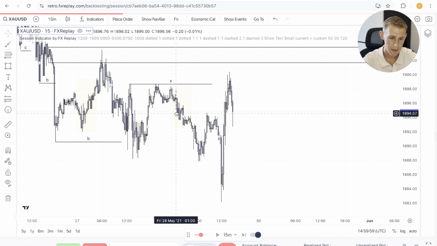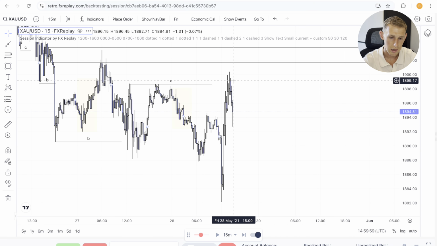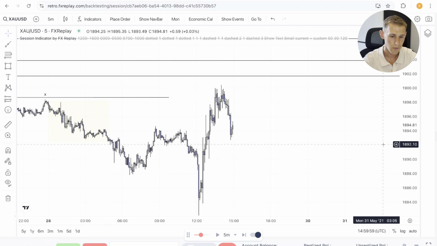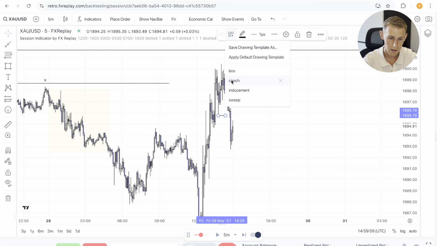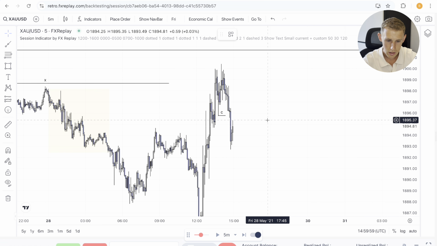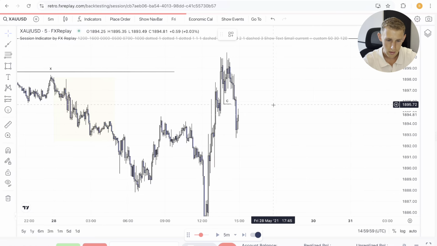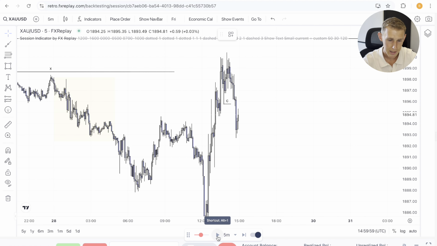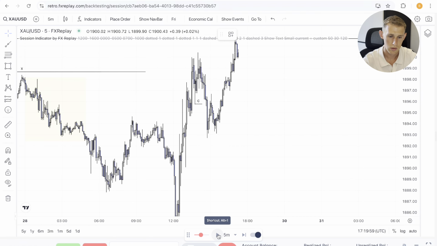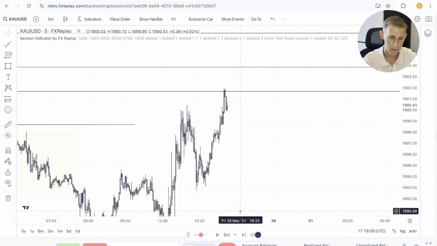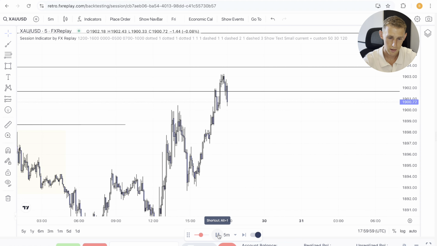One thing I like about this as well is you can see lots of people are probably viewing this as a break of structure and jumping in the buys. We've had a 5-minute change of character. You can see price re-grabbed the high, then created a lower low. I'm not seeing any imbalance to enter off yet, so I'm just going to play this on a little bit more. Okay, no, so price wants to come a little bit higher, it looks like.